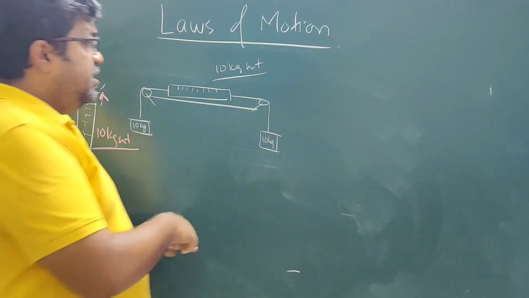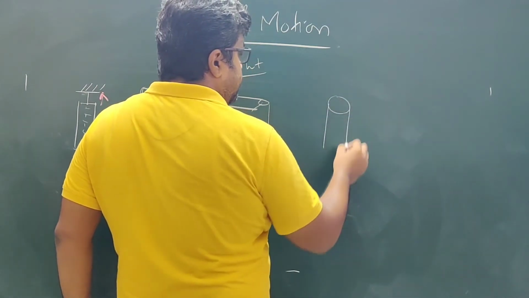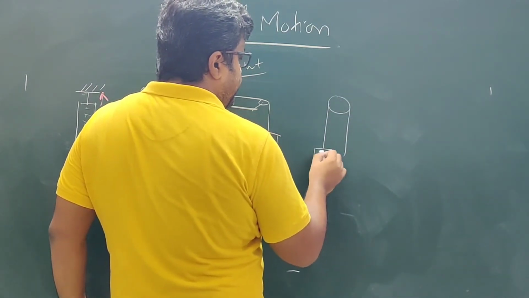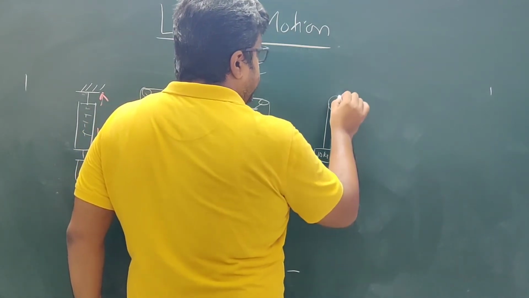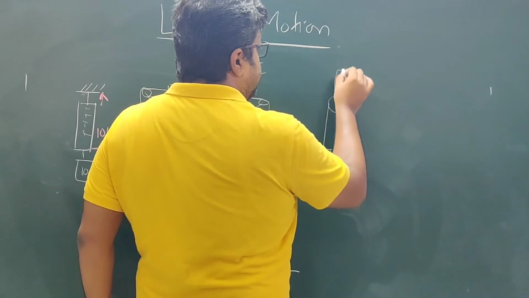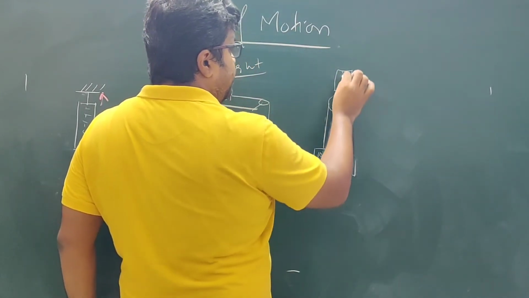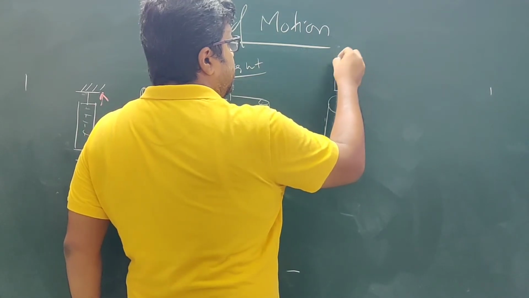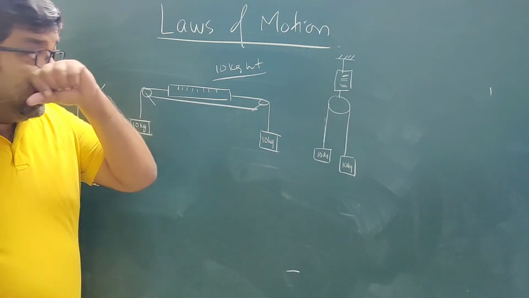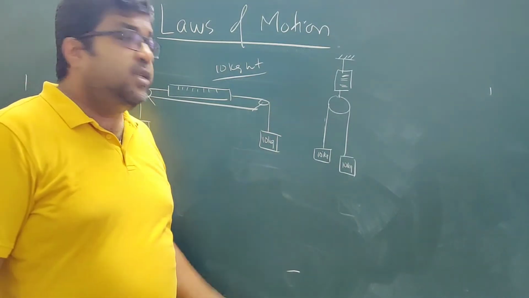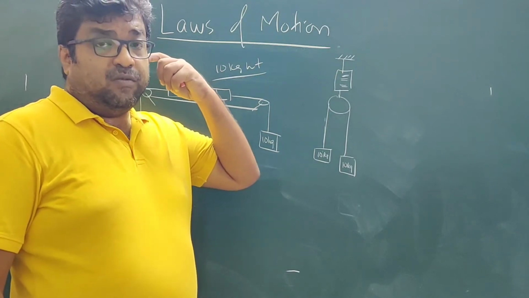Okay. Another example, like suppose you have this 10 kg, this 10 kg, and here you have a spring balance. This is the pulley. Okay, this string is going like this. So this is the spring balance. And you are asked to find the reading from this spring balance, meaning what is the weight.